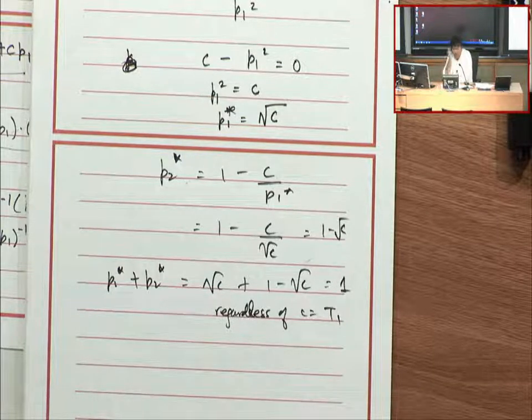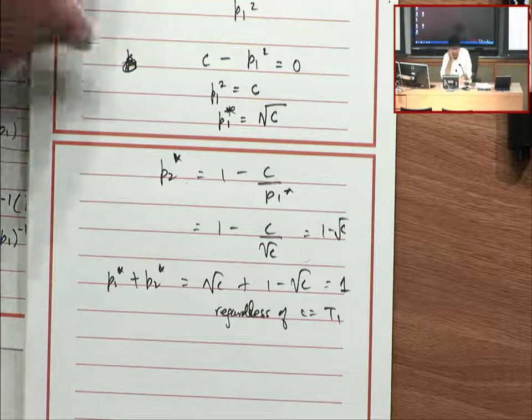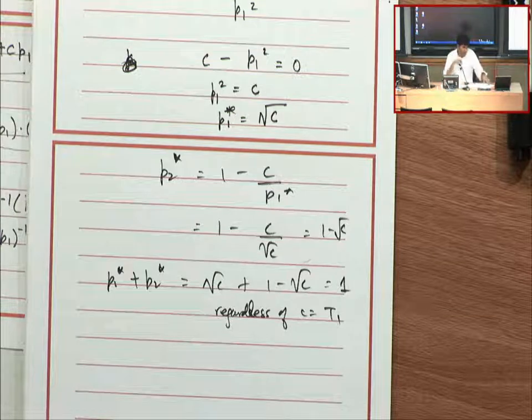Which was just our throughput for the first user. So no matter what that first user's throughput is, at the optimum point, p1 star plus p2 star will be equal to 1. But depending on what that throughput is, that actually determines what the values should be. And if you go back to our picture, it also matches with the few points that we knew about.